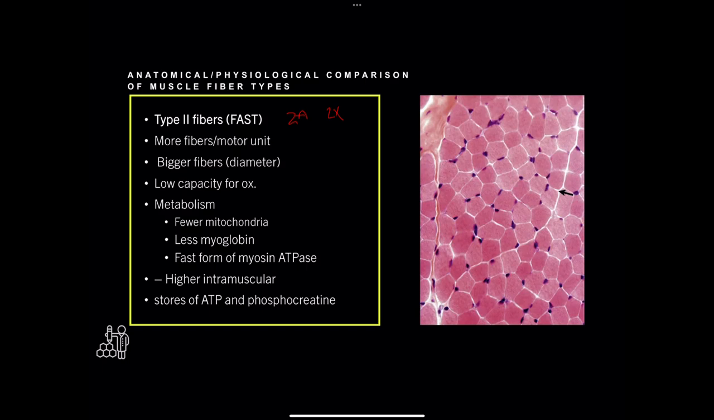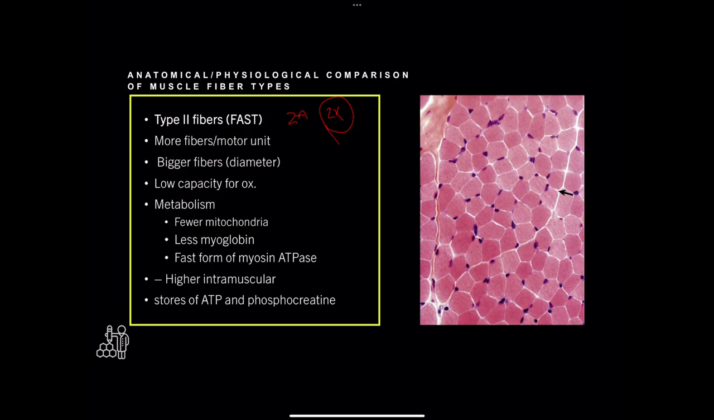Now, type 2X fibers are fibers that are powerful. So if you think of a sprinter that is running as fast as they can down a football field, or you think of a basketball player that is jumping in the air to rebound and jumping to slam dunk, well, that's a very different contraction than laying on a bench and bench pressing.